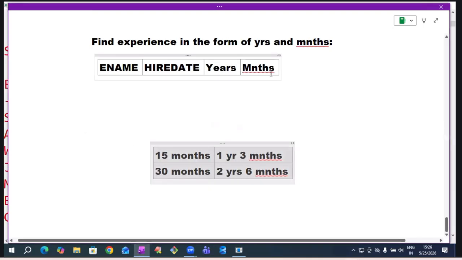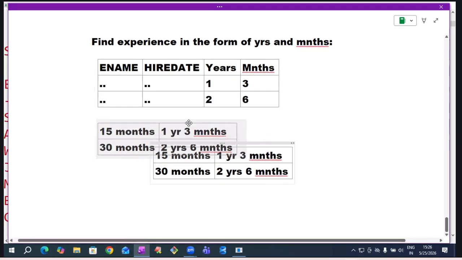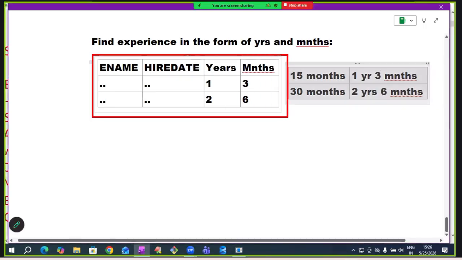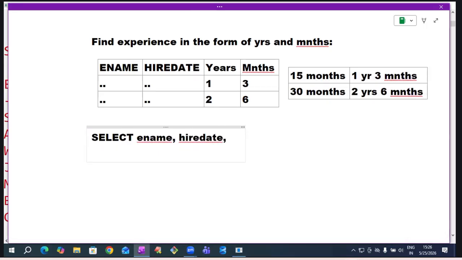So we want to get output like this. Employee name, hire date. If employee is having 15 months experience, you want to get like this: 1 year, 3 months experience. If employee is having 30 months experience, 2 years, 6 months experience. So like this, we want to get the output. This is our requirement. This is the output we want to get. So for this, write like this: select ename, comma, hire date, comma.